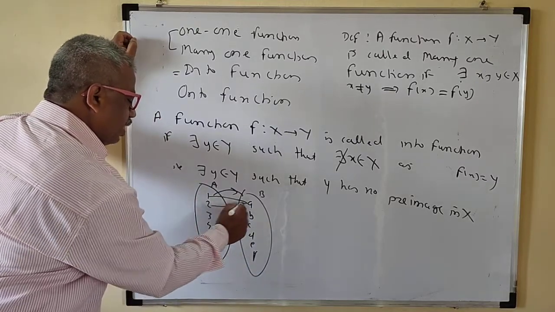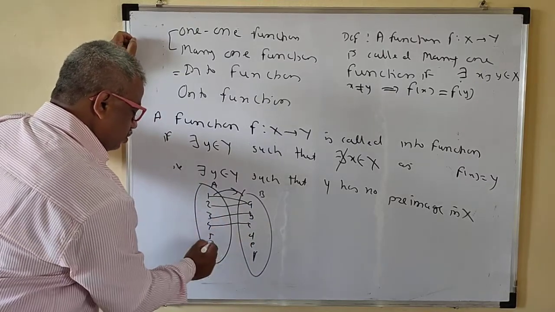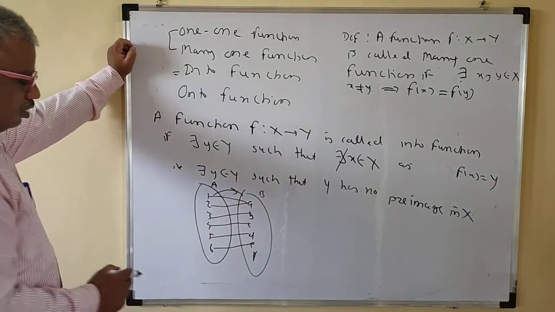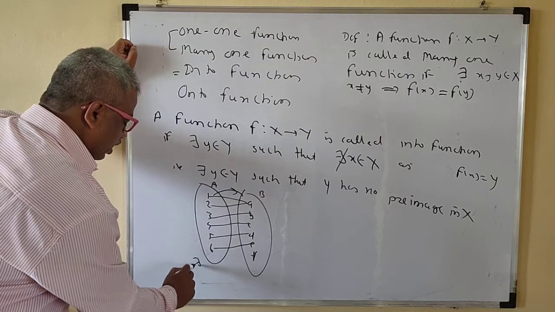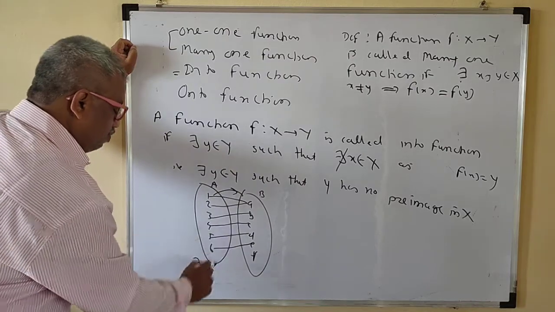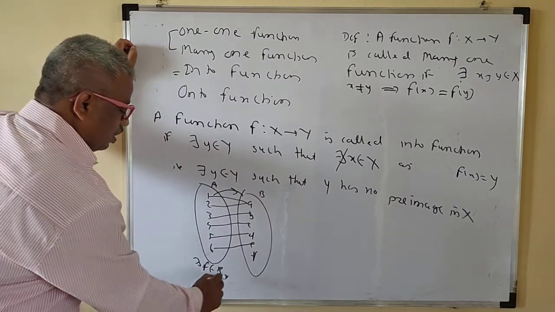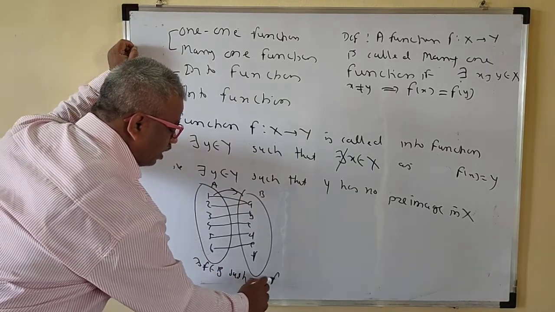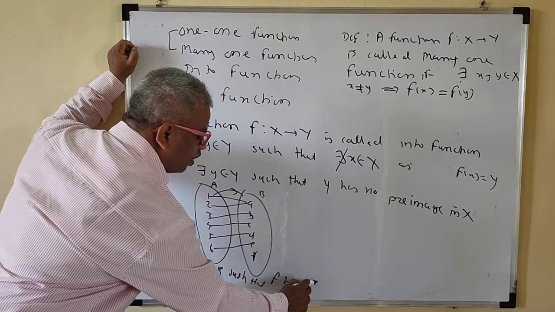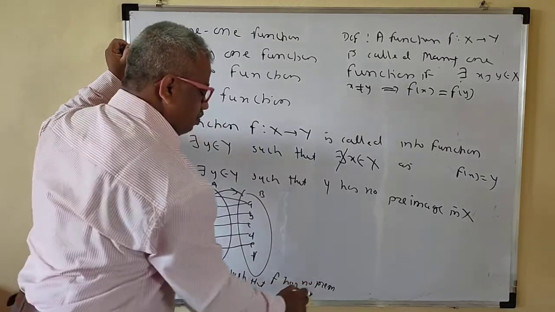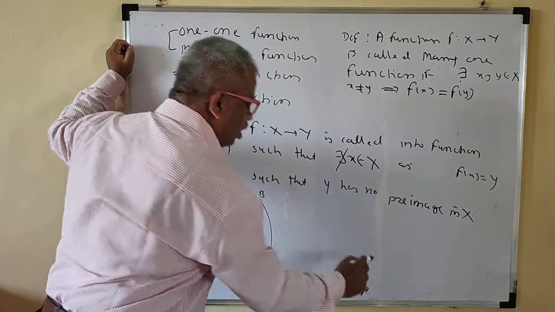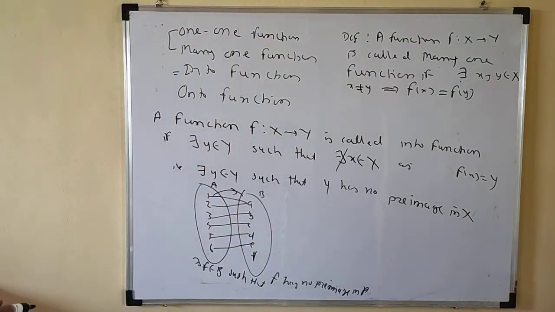If you draw like this, now this is a function. So there exists F belongs to B such that F has no pre-image in A. It has no pre-image in A, right?